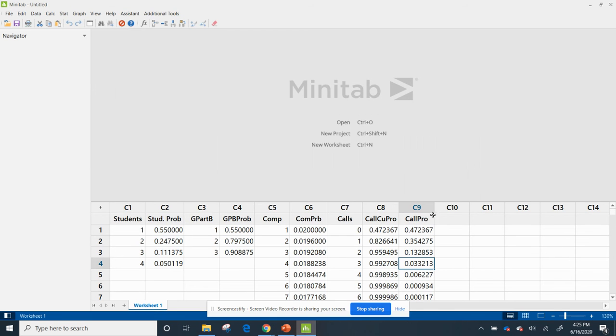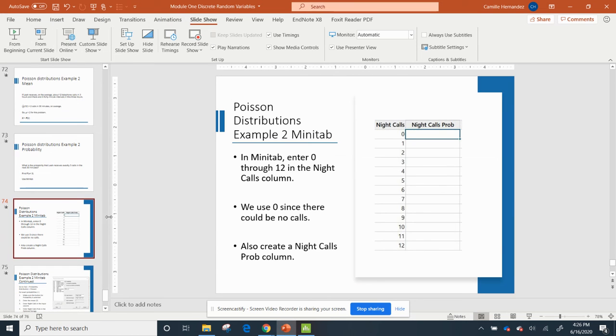All right, so let's go here. I'm going to do a new one. I'm going to do night calls. Okay, I know you're like, why do you keep changing them? Just so I can go back and look at them. And I'm going to do night call prob. Okay, so I'm going to do 0, 1, 2, 3. Remember, because I wanted to know that she gets exactly 3 calls, and then I've got to do through 12.